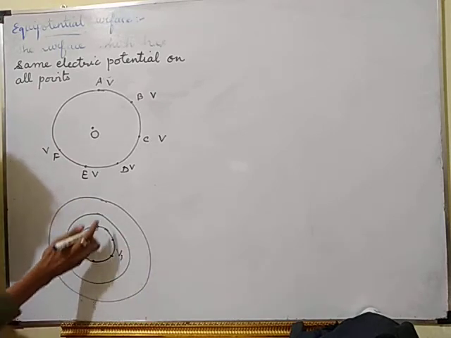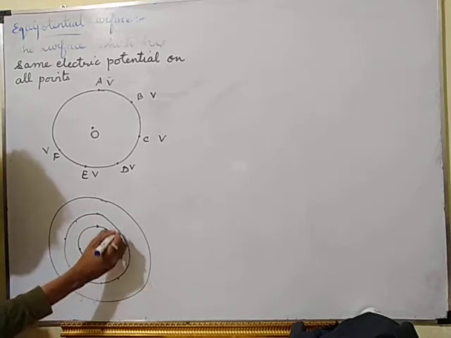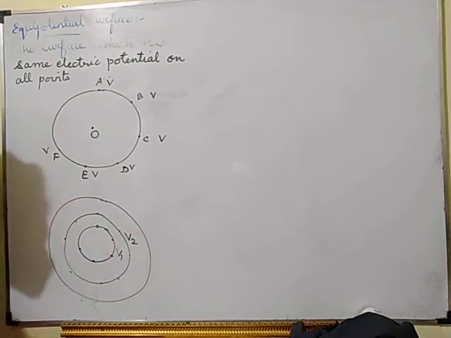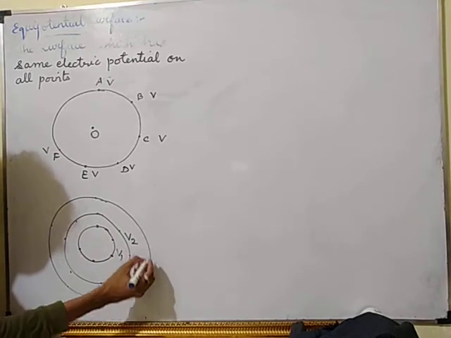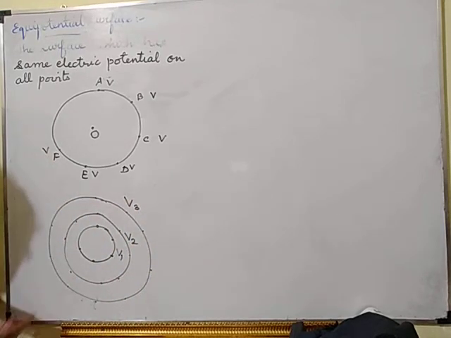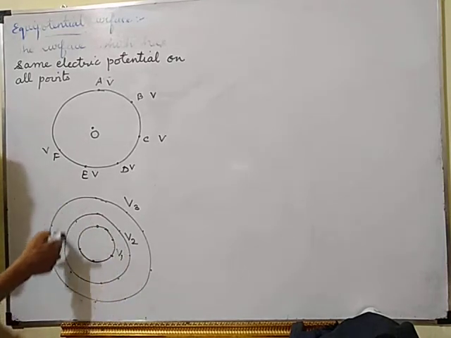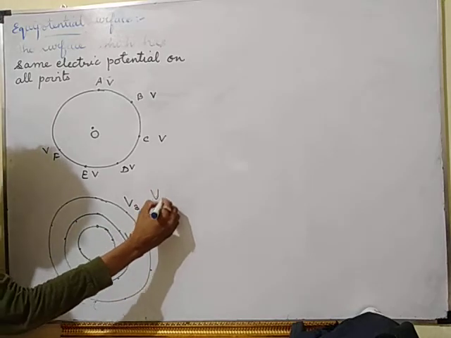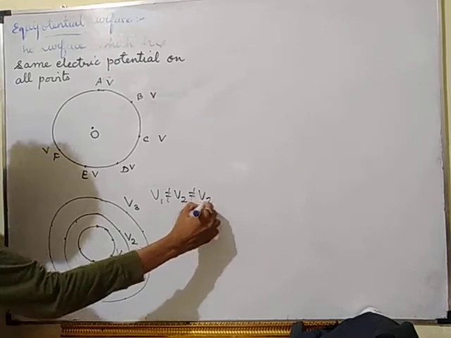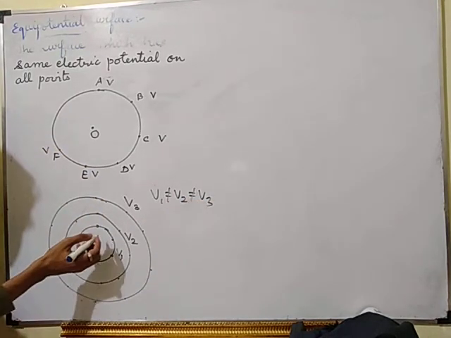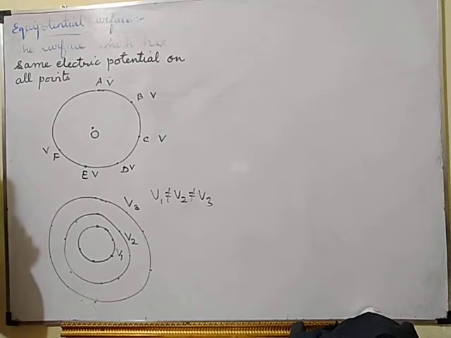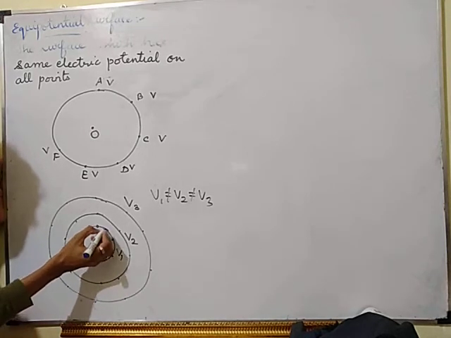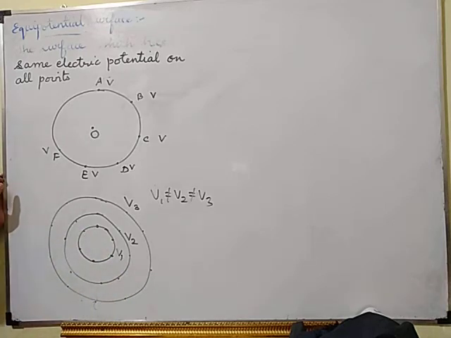Now the second sphere is having many points. This surface will be having electric potential V2. The third surface also will be having many points. So this will have electric potential V3. So V1, V2, V3 will not be equal, because this is a different surface, this is a different surface. So V1 will not be equal to V2, it will not be equal to V3. So the points on this surface and the points on this surface will not have the same electric potential. Only the points on the same surface will have the same electric potential.